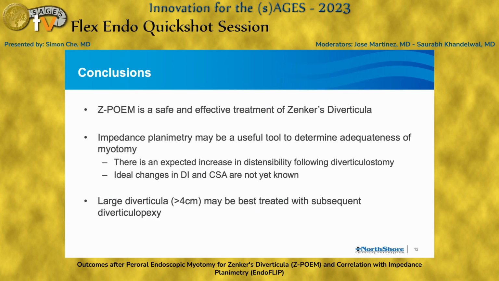Z-POEM is a safe and effective procedure. Impedance planimetry may be useful to determine adequateness of myotomy. However, we still don't know what the change or final DI or cross-sectional area should be, and large diverticula may be best treated with subsequent diverticulopexy.